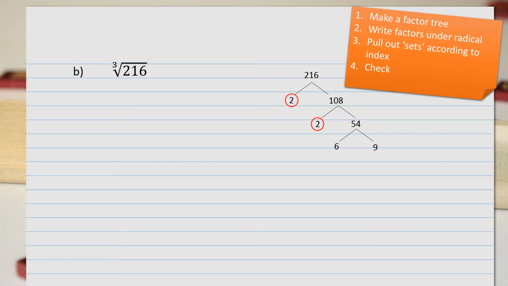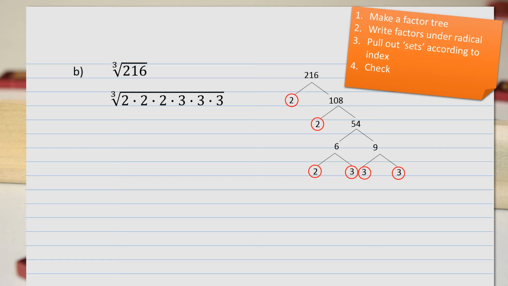Now notice 6 is not prime. 6 is made up of 2 and 3, but those are prime values. And now we go back and look at the 9. 9 is really made up of 3 and 3, which are both prime. So we have now officially factored the value 216. Step 2 says write these factors under the radical. Take the time to group them up. Put the 2's with other 2's and 3's with other 3's.